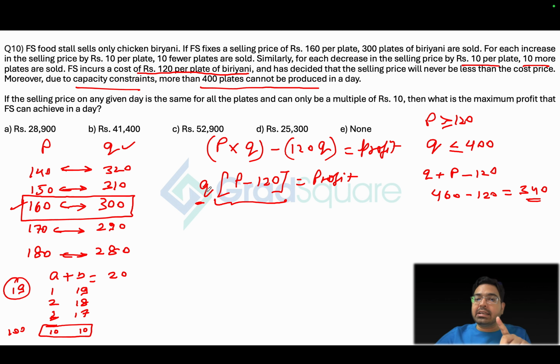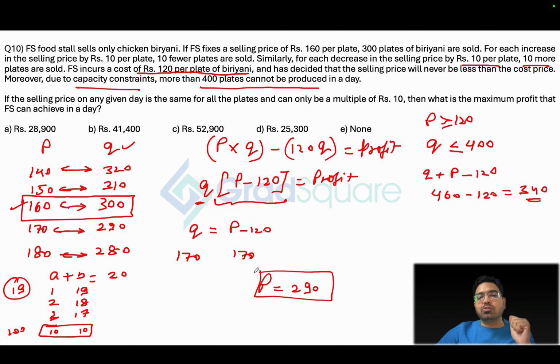Clear? So similarly, Q plus (P minus 120) is turning out to be a constant, right? That means Q must be equal to P minus 120, correct? When that happens, the profit will be maximum. Now Q plus (P minus 120) is always equal to 340. That means Q must be 170 and P minus 120 should also be 170. That means the price at which you want to sell should be 290 and the quantity that you want to sell should be 170 plates, right? So this is the point where profit is maximized.